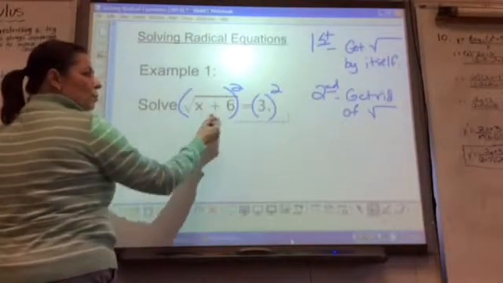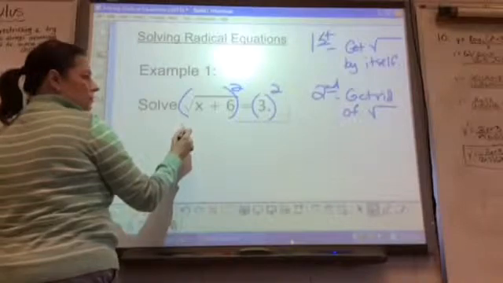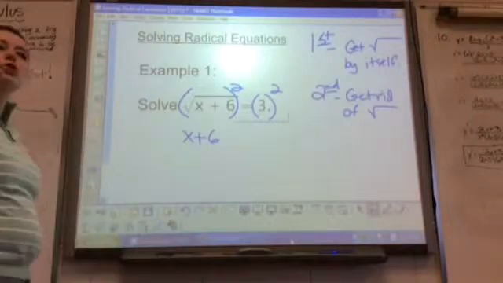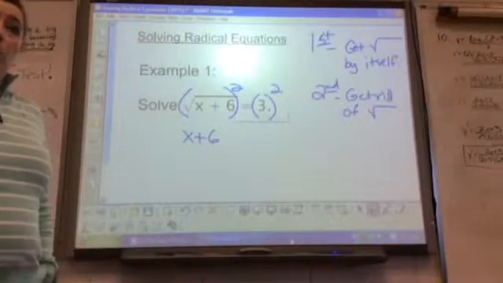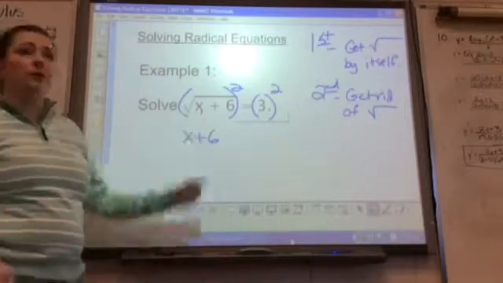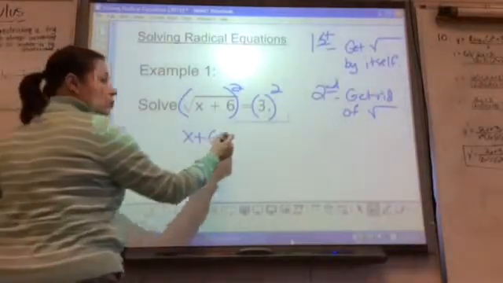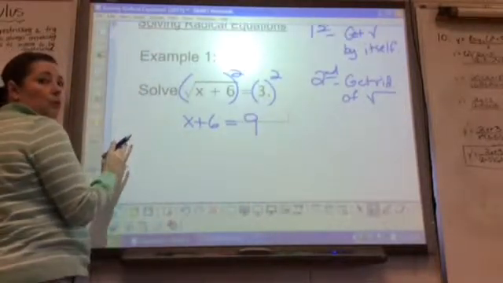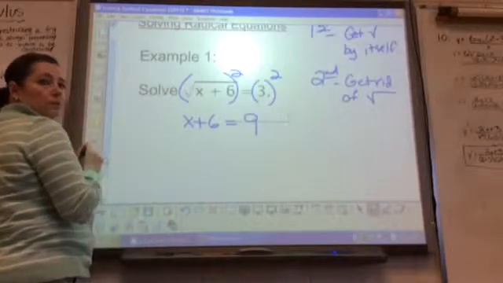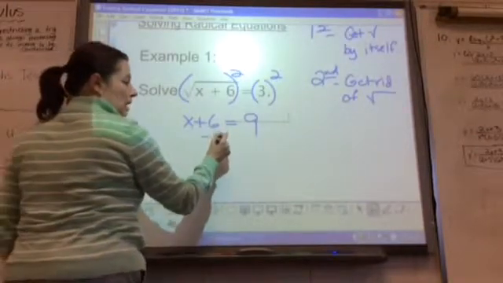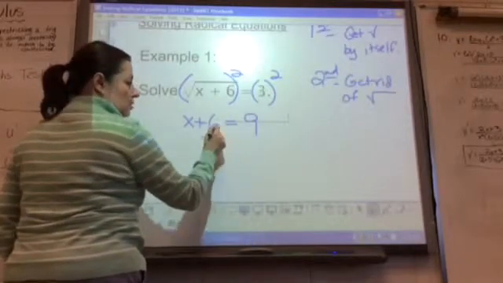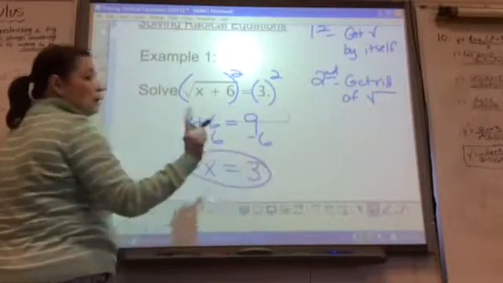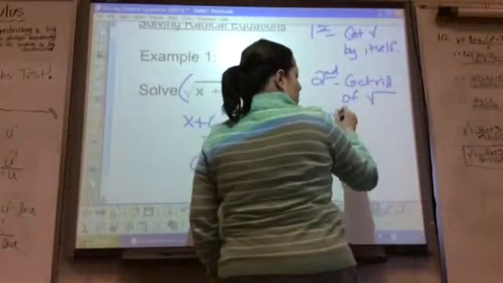All right, so what are we left with then when we square the square root? X plus 6. The square just deletes the square root bar. That's all. So you're left with whatever's under there every time. Equals what? 9, because we squared that 3. All right, then what will you do? Subtract. Subtract 6. Well, that's so easy.